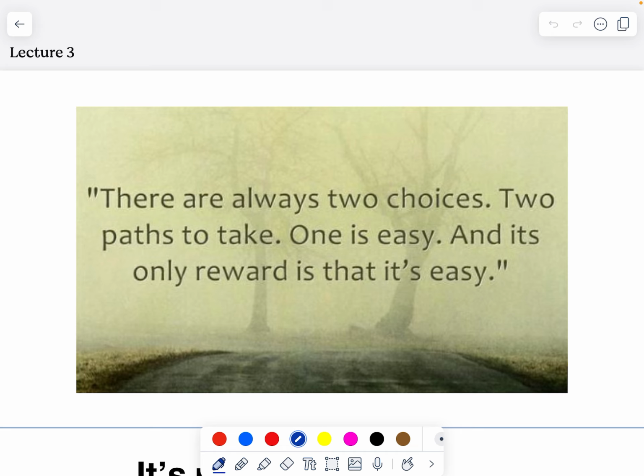And so many years ago, I found this quote: there are always two choices, two paths to take. One is easy, its only reward is that it's easy.